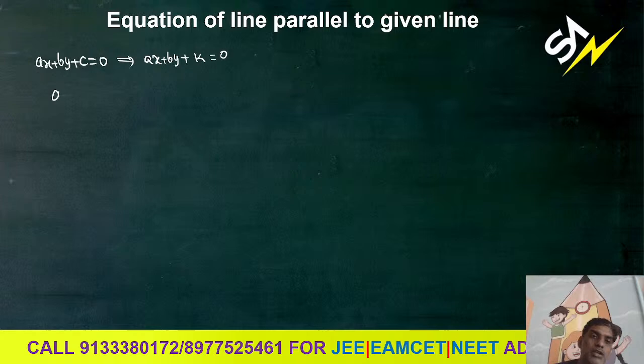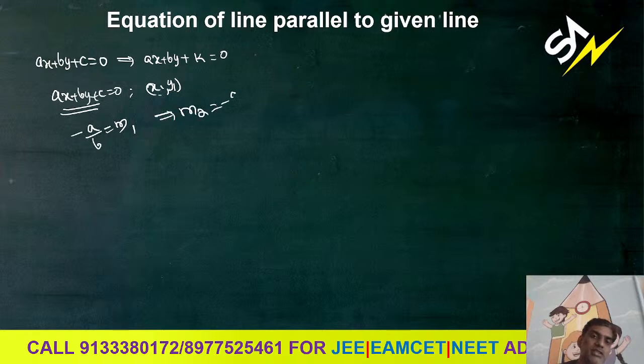Next, ax plus by plus c equals 0 is given, and we need a line which is passing through the point x1 y1 and is parallel to ax plus by plus c equals 0. What is the slope of this line? Minus a by b. This is the slope m1. The required line's slope is also the same, minus a by b, because both are parallel lines. So y minus y1 equals m into x minus x1.